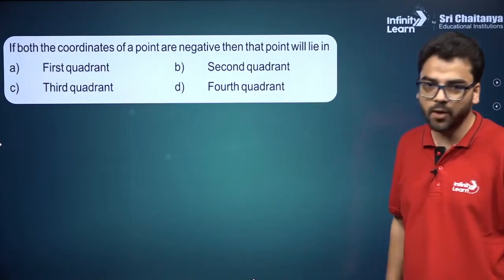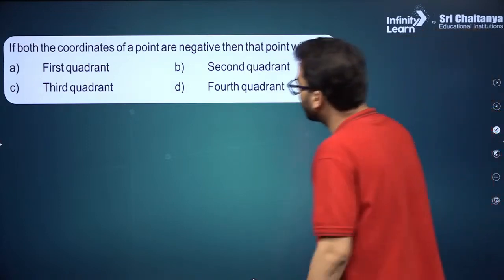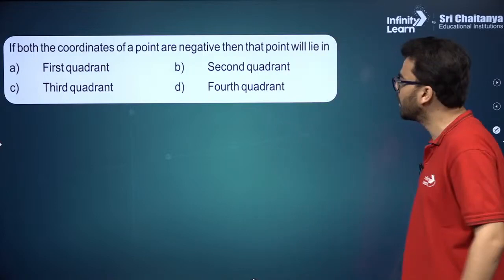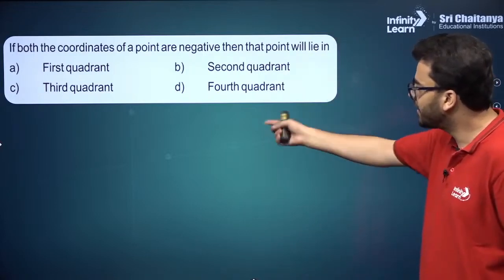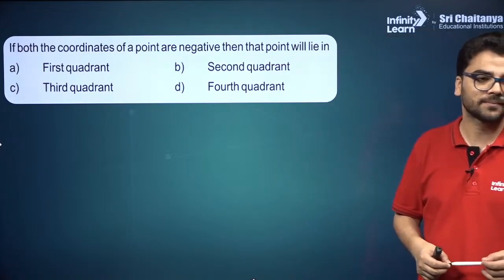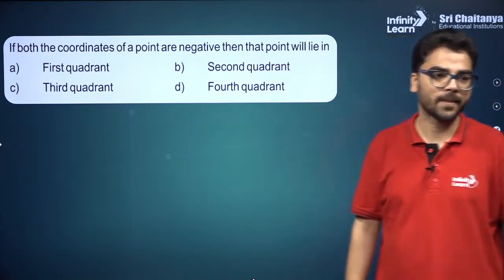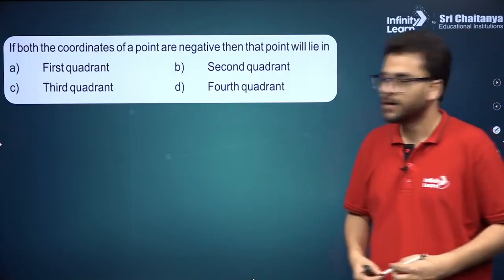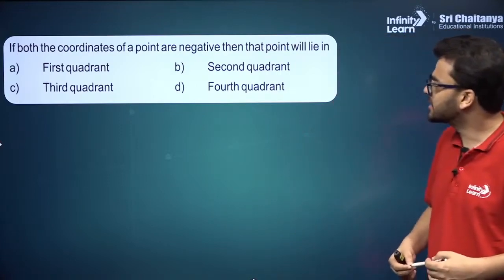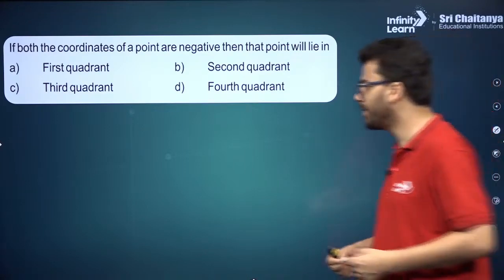Okay, so can you tell me what about this basic question over here? If both the coordinates of a point are negative, then that point will lie in which quadrant? Can you tell that, guys? So both the coordinates are negative. Very basic question. Exactly, it will be in the third quadrant.